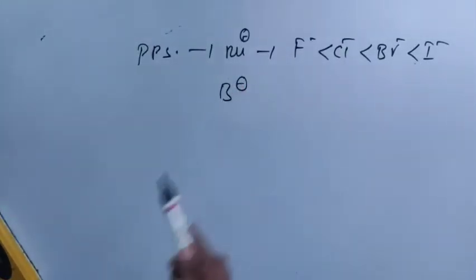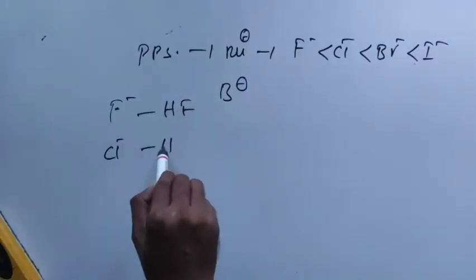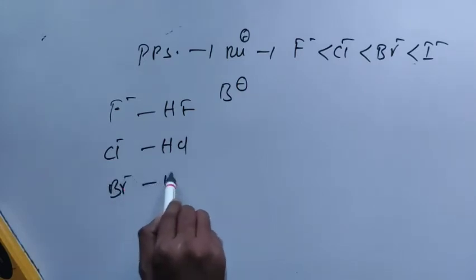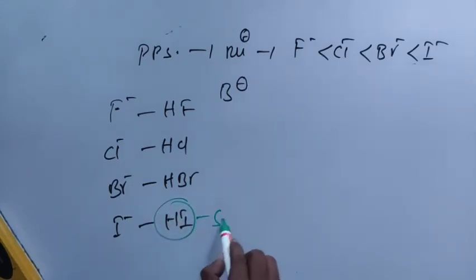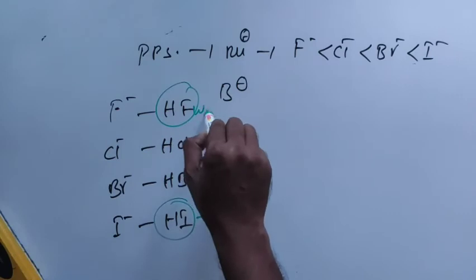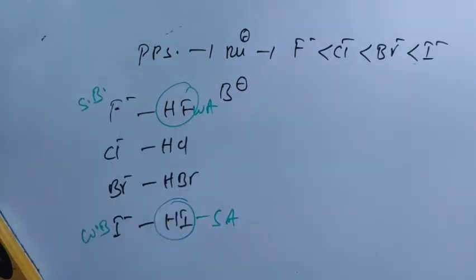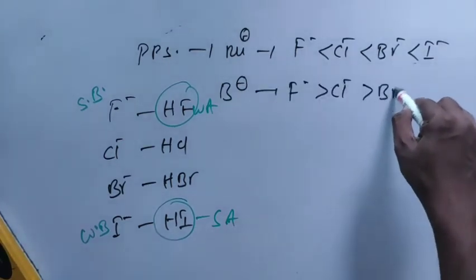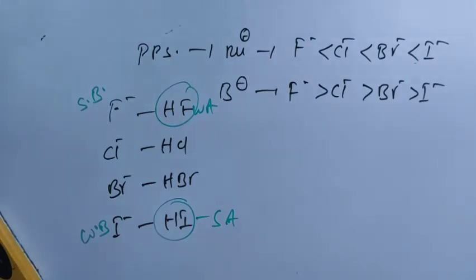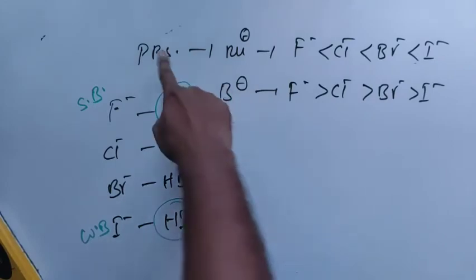Then what about basicity? F minus, write its acid, HF. Cl minus, write its acid, HCl. Br minus, HBr. I minus, HI. From your previous knowledge, HI is a strong acid, whereas HF is a weak acid. Therefore, F minus is going to be a strong base and I minus a weak base. Basicity order: F minus greater than Cl minus greater than Br minus greater than I minus. So this is the conceptual approach towards basicity and nucleophilicity in PPS.